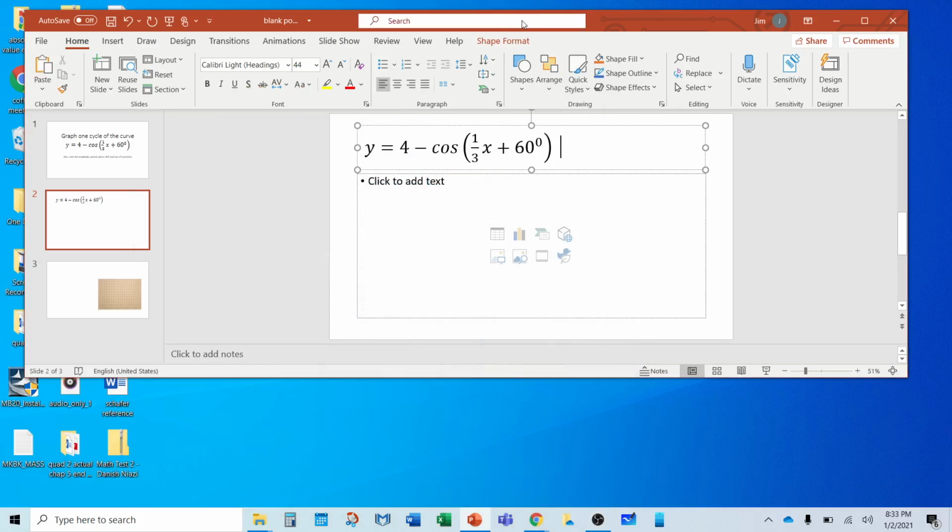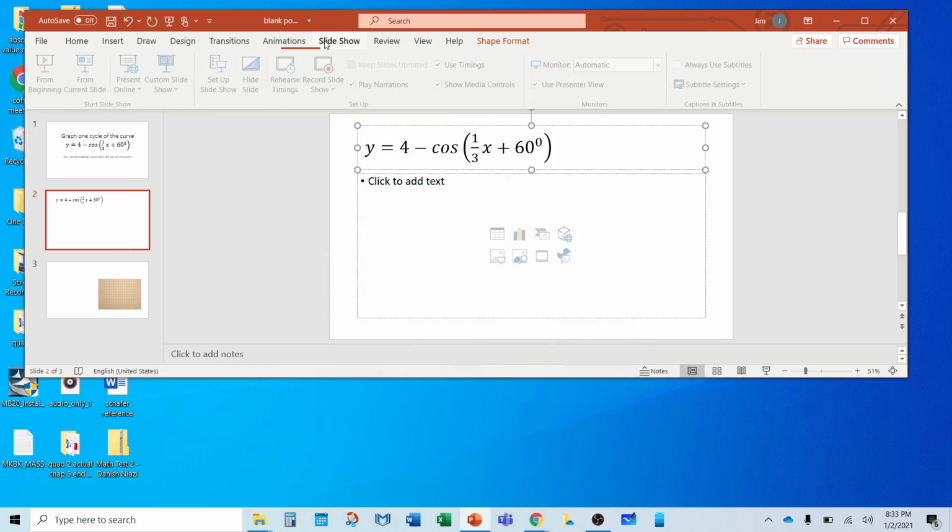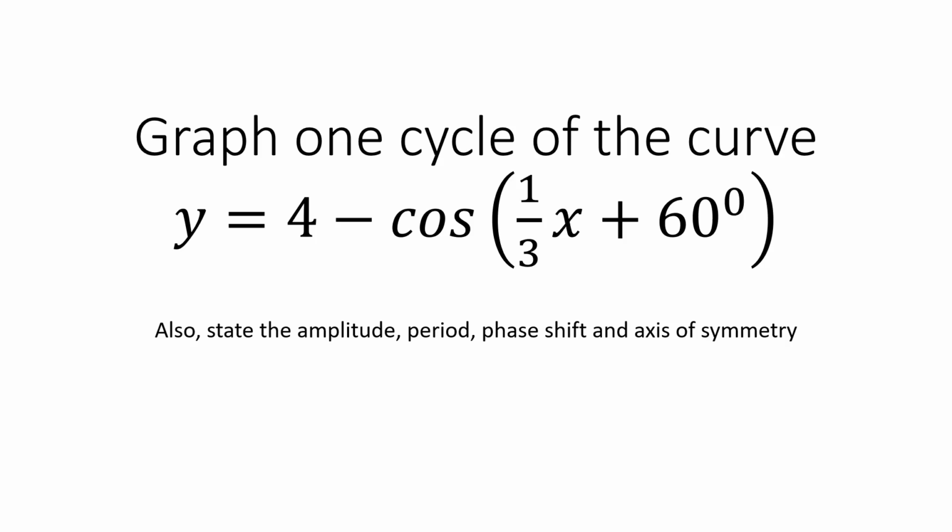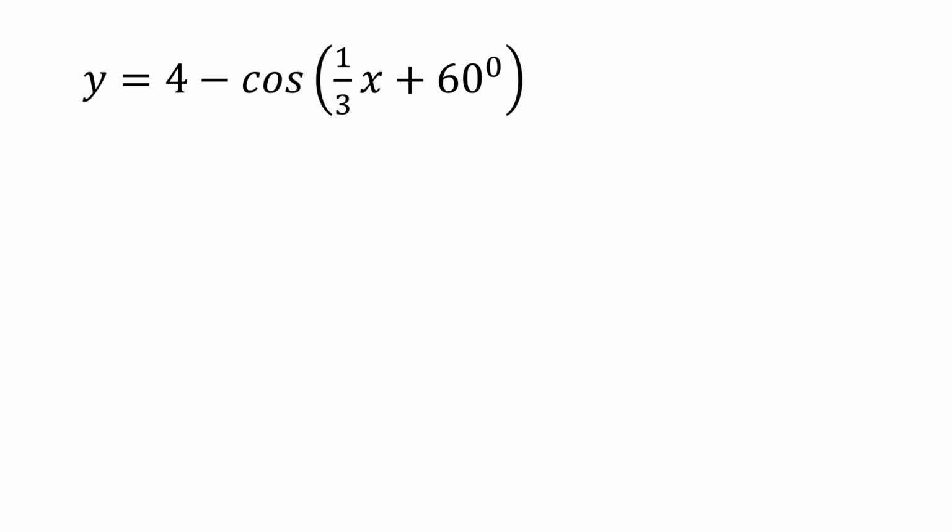In this example, we're going to graph one cycle of the periodic function shown, and then we're also going to state the amplitude, period, phase shift, and axis of symmetry. Well, the first thing we need to do is a little algebraic manipulation so that we can determine easily the values of A, K, D, and C.